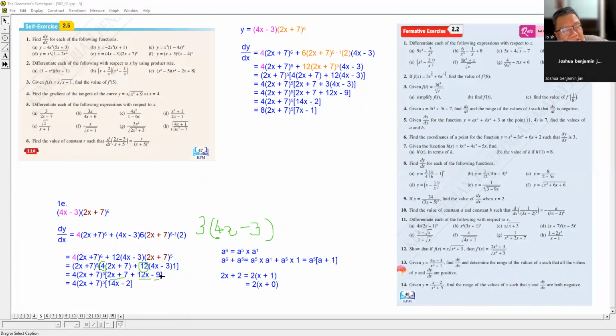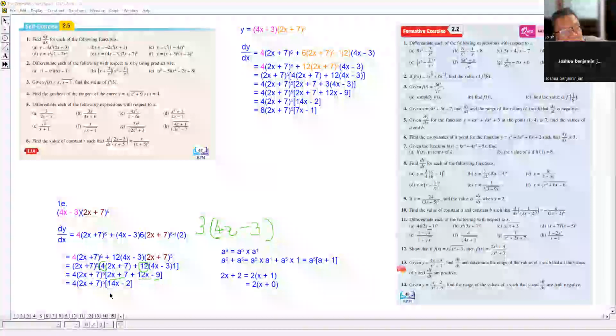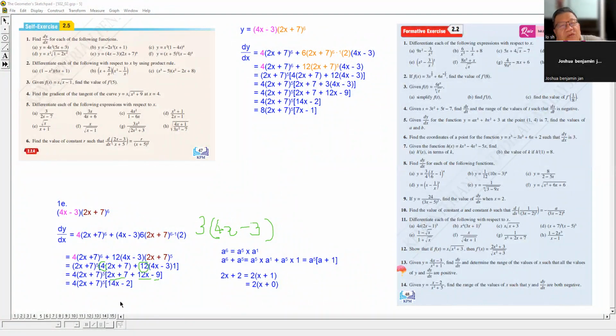So when you expand, then you take out the 4, then you cannot take out anything already. So 2x plus 12, 14x. 7 minus 9, negative 2.